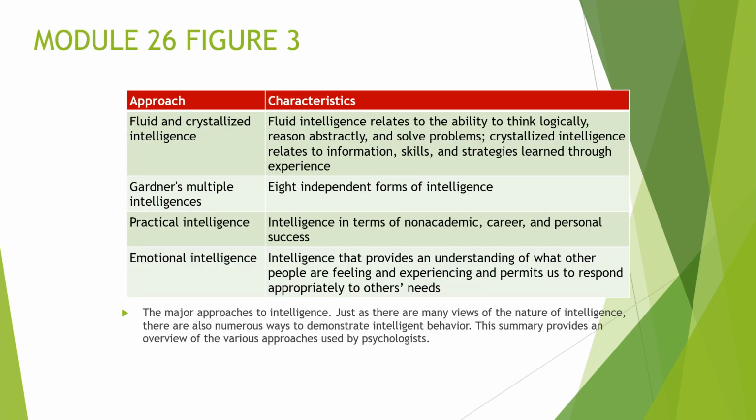Okay, this slide is figure 3 in your textbook, at the bottom of page 276. This is just a table summarizing everything that we just talked about: fluid versus crystallized intelligence, Gardner's 8 different forms of intelligence, and the difference between practical intelligence and emotional intelligence, and the various characteristics that you would see with each of those.